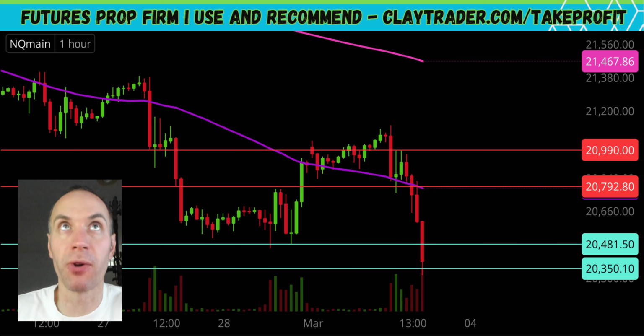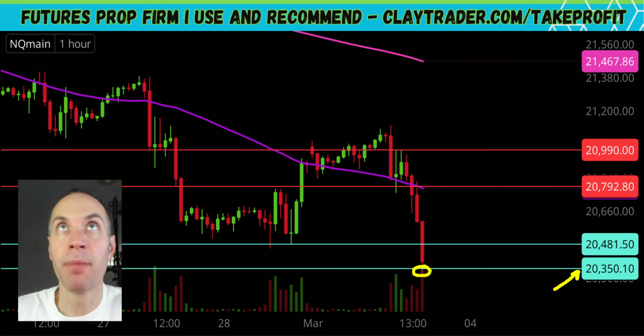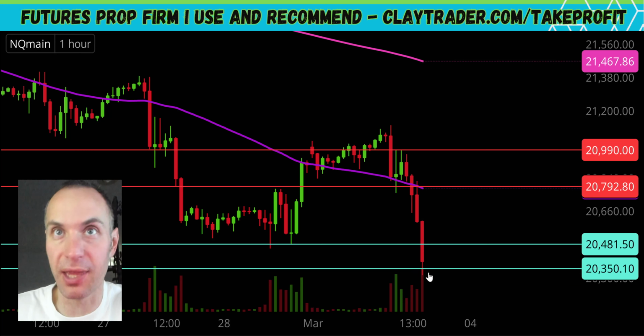Now, credit's due, this area that I talked about previously as support at 20,350. There was a minor little violation of it, but so far that is holding, but it does look more than reasonable to think that it may no longer hold as support moving forward.